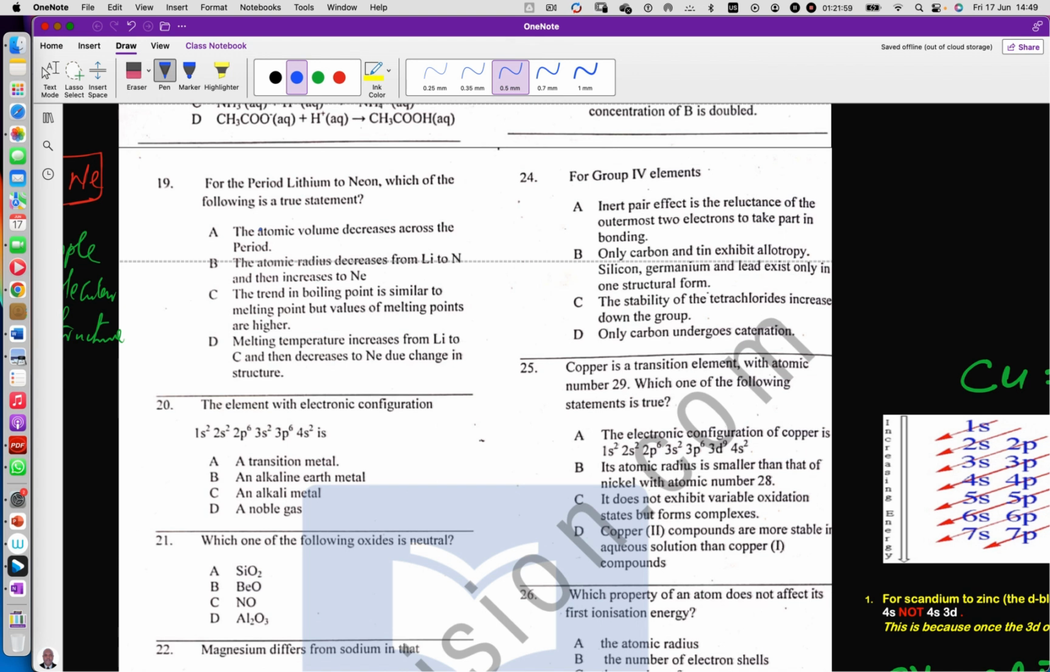Let's go ahead. The stability of the tetrachloride increases down the group. Instead, the stability decreases. The stability of the tetrachloride decreases because the bonds are becoming longer and longer.